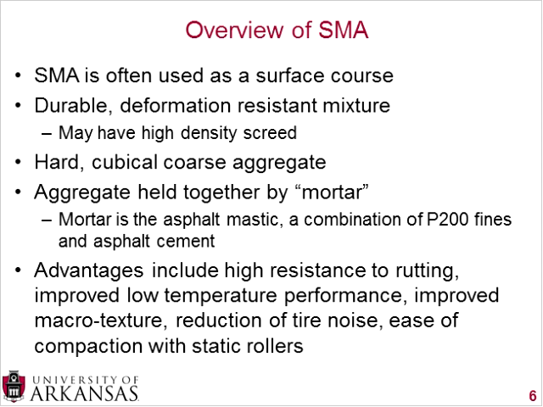Some of the advantages to using SMA are that you do have a relatively high resistance to rutting. You can have improved low temperature performance, especially in regards to cracking. You also have an improved macro texture. This can help with skid resistance, and also that macro texture allows a reduction of tire noise. And then finally, you do have some ease of compaction using static rollers. So again, when we go into the production and construction, we'll learn a little bit more about the rollers, but if you use the proper roller, the static roller, you do have some ease of compaction with this single roller.